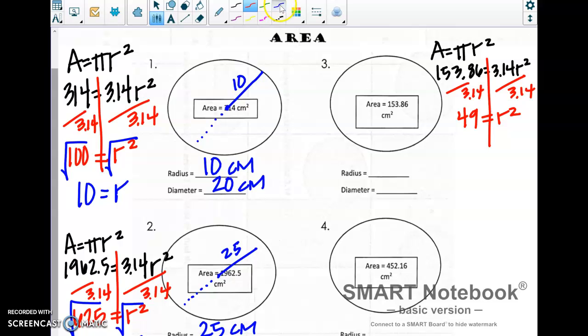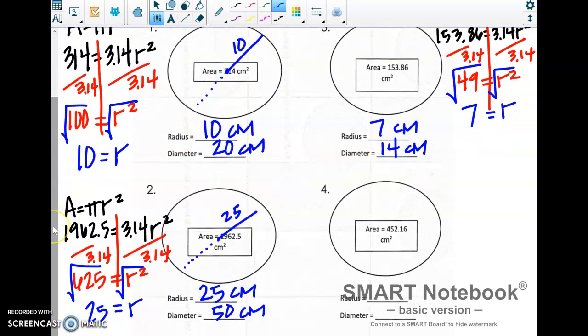You may already know what number multiplied by itself equals 49, and if so, that's great. If you're not sure, then to unsquare something, we take the square root. The square root of 49 is 7. So you should have gotten a radius of 7, which makes a diameter of 14. Okay, all right, you try number 4 now. Pause the video and come back to it once you all have it.